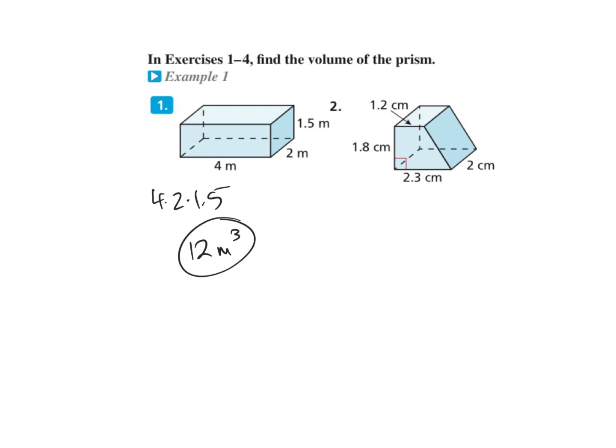The bases are trapezoids, so 1/2 times both bases, 1.2 plus 2.3, times the height of the trapezoid. Here's your trapezoid. And then you take that times the height of the prism. So 1.2 and 2.3 is 3.5, times 1.8 times 2, divided by 2 is 6.3 centimeters cubed.